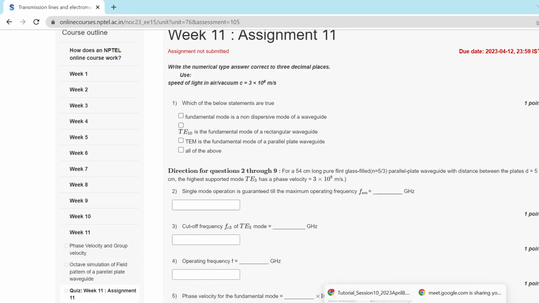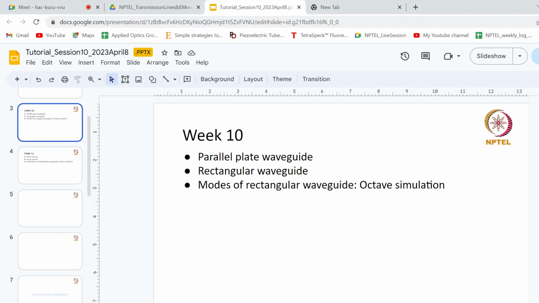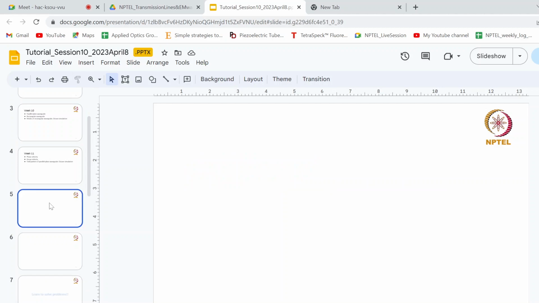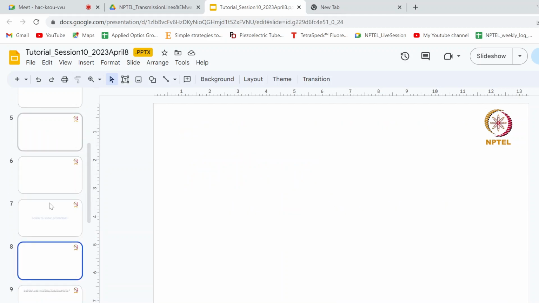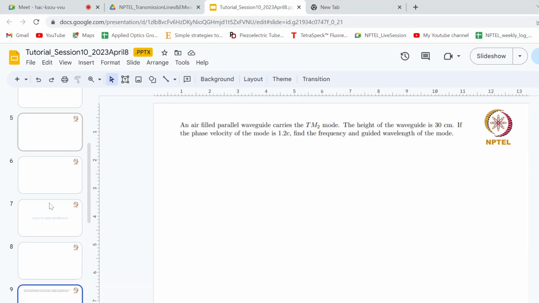Now we will try to discuss a few similar questions to give a basic idea of parallel plate waveguide and how to solve some of the questions from the parallel plate waveguide.